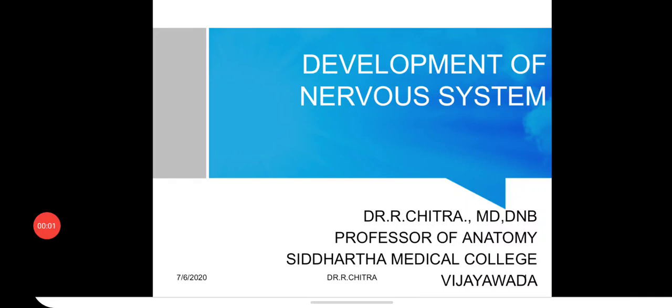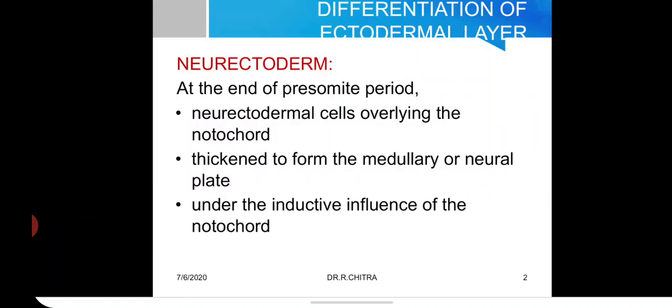Hello everyone. In this class, we will see the development of the nervous system. The nervous system, mainly the central nervous system, develops from the neurectoderm. What is neurectoderm? At the end of the presomite period, neurectodermal cells overlying the notochord.